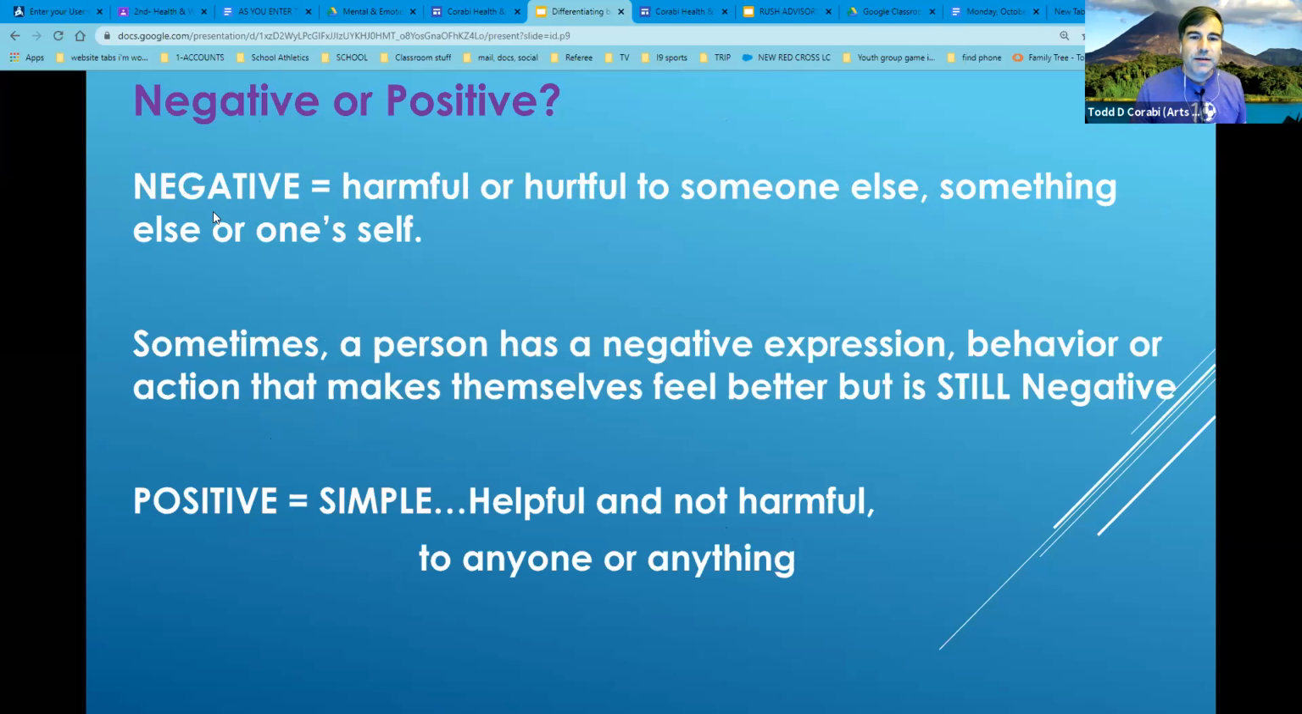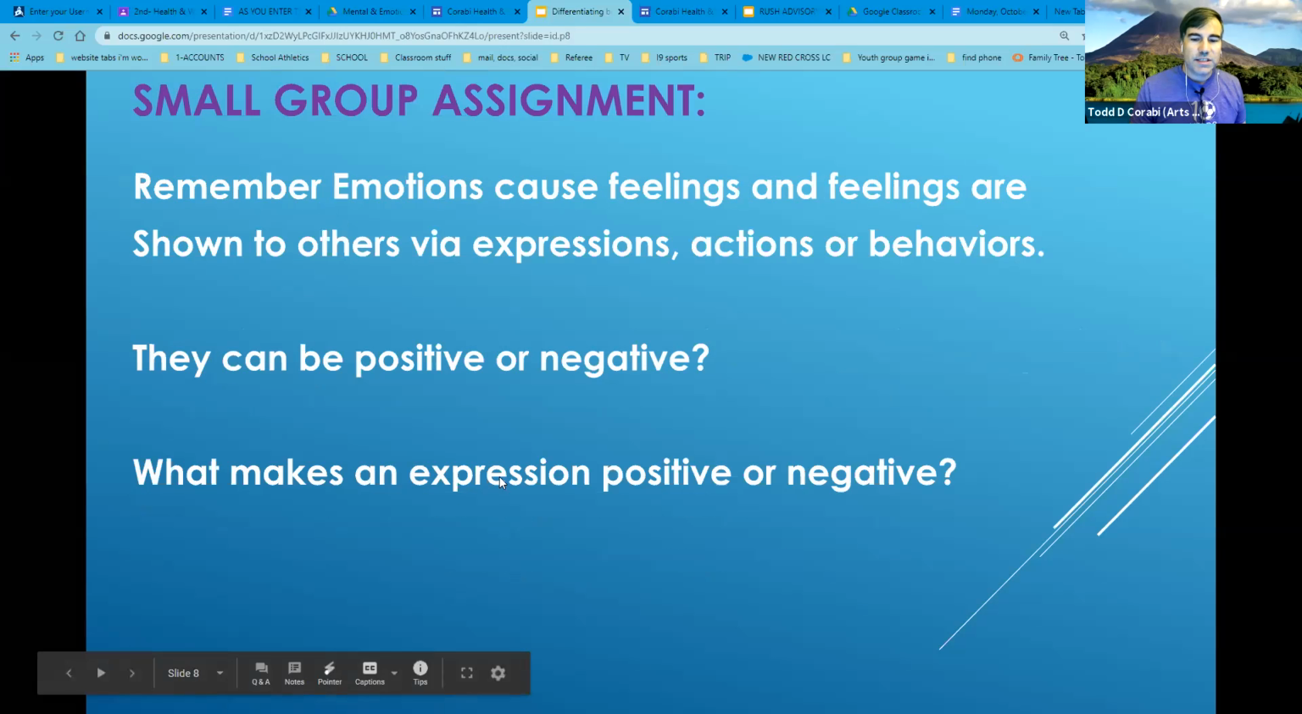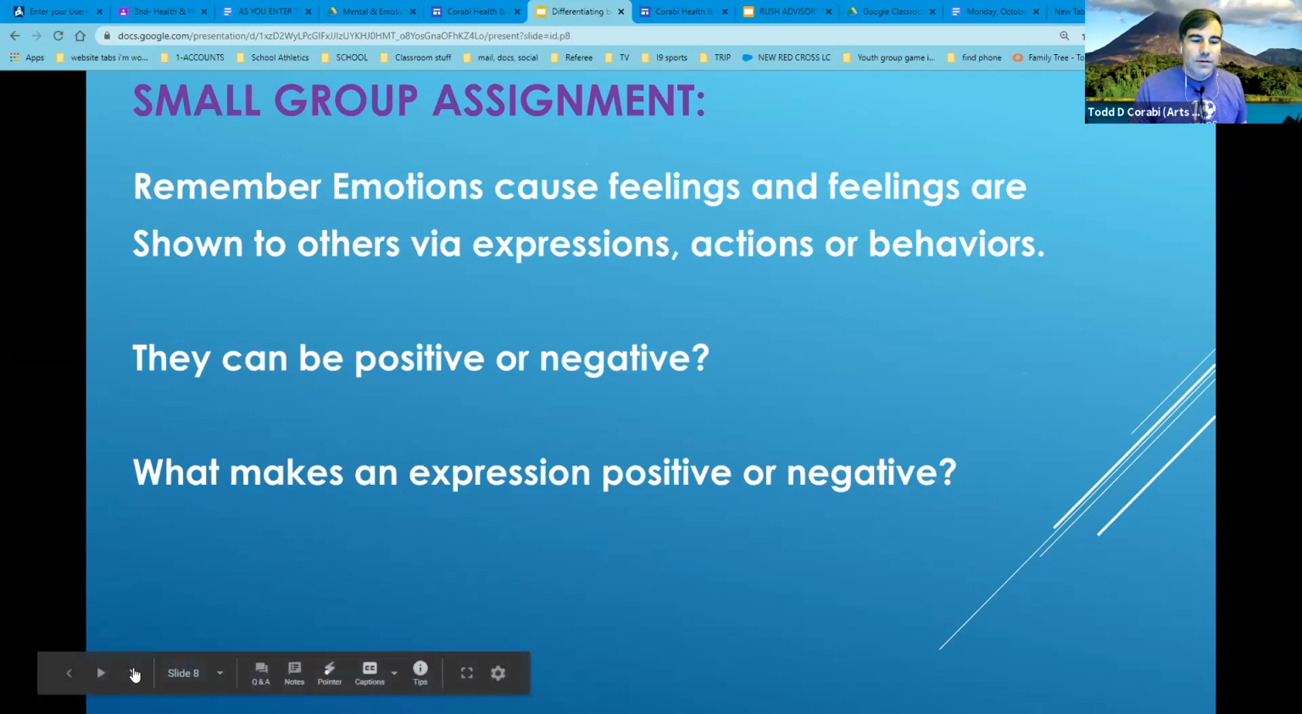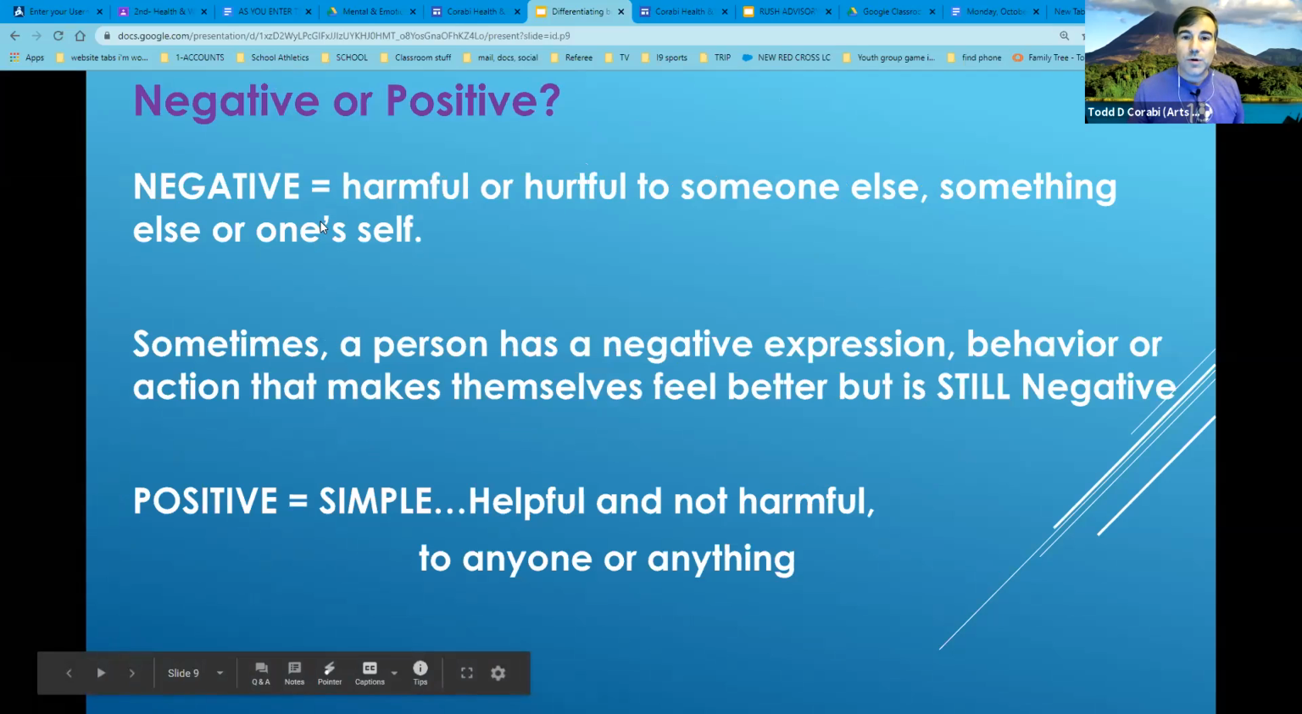And when we talk about expressions of feelings and emotions, what makes an expression positive or negative? I didn't mention that part. So that's a key part of our lesson, is what makes an expression positive or negative, right? Negative is harmful or hurtful, and that can be to someone else, something else, or oneself. So if it hurts something or someone, then it's negative. Sometimes a person has a negative expression, behavior, or action that makes themselves feel better, but is still negative.